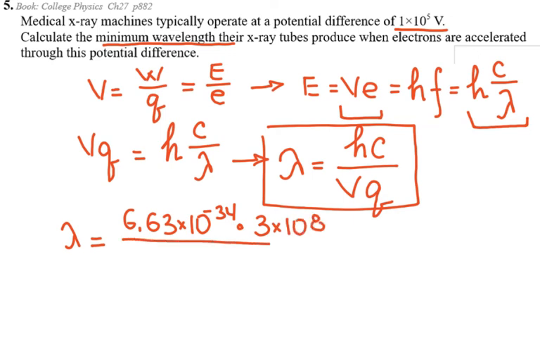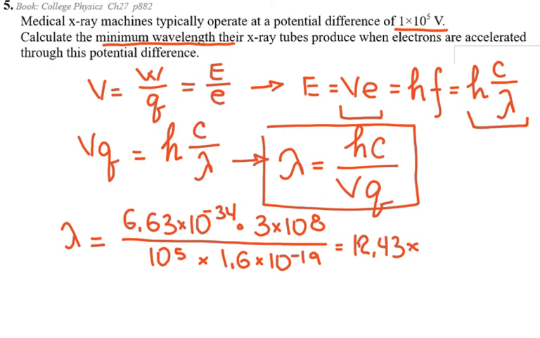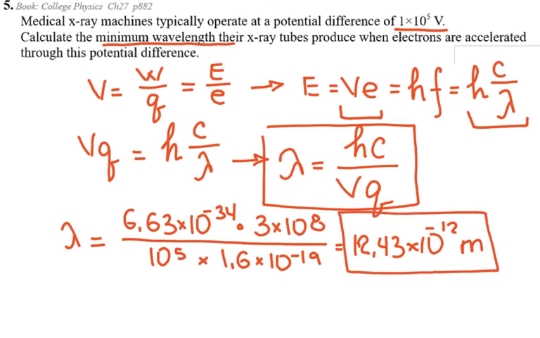Then we have the potential difference is 10 to the 5th. And then the charge of the electron is 1.6 × 10 to the negative 19. So if I do these calculations, I'll get 12.43 × 10 to the negative 12 meters. It's the same as 12.43 picometers.